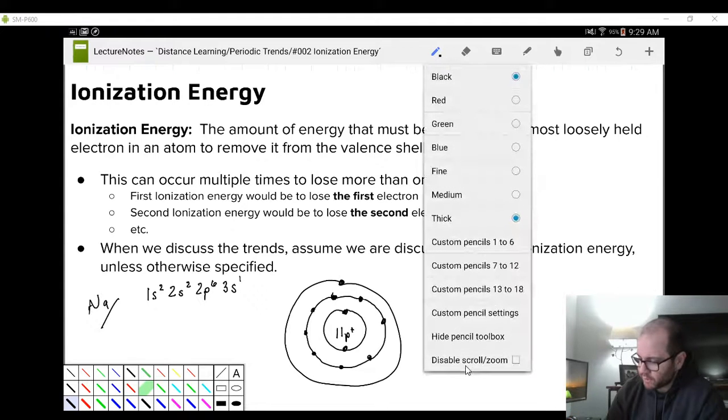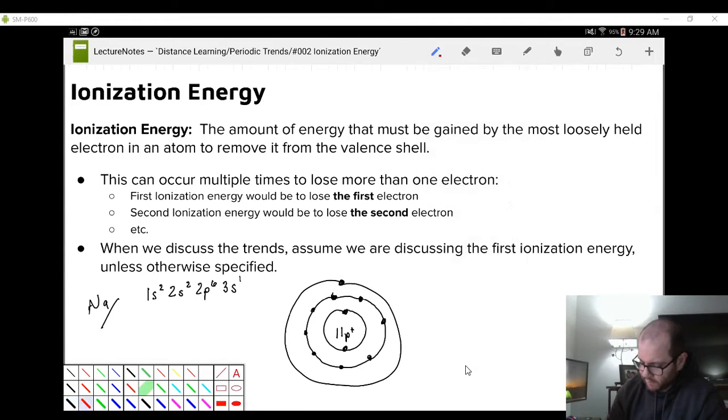And if we were looking to remove an electron from it, and we're talking about the most loosely held, so usually that is the one that's farthest away, that would be this electron all the way out here. Or in the electron configuration, it would be the one electron in the 3s orbital. So the first ionization energy would be the amount of energy needed to remove that electron, to take it out of that orbital.